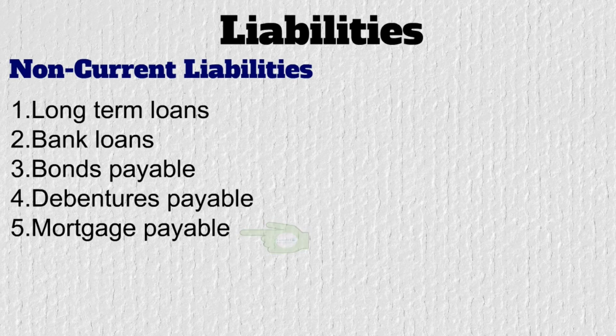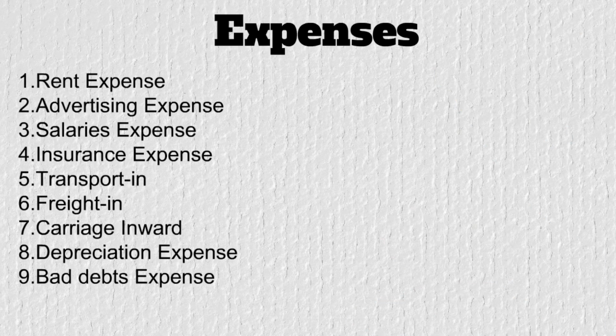Then the next head of account is expenses. In expenses, any account with the word expense is considered as an expense. For example, rent expense, advertising expense, salaries expense, insurance expense. These all are our expenses. What is transportation in? Freight in and carriage inward. When you purchase a good, you're supposed to make the payment for the transportation. That is called transportation in or freight in.